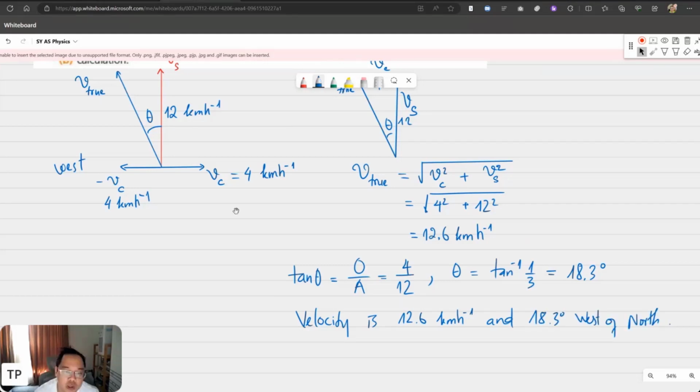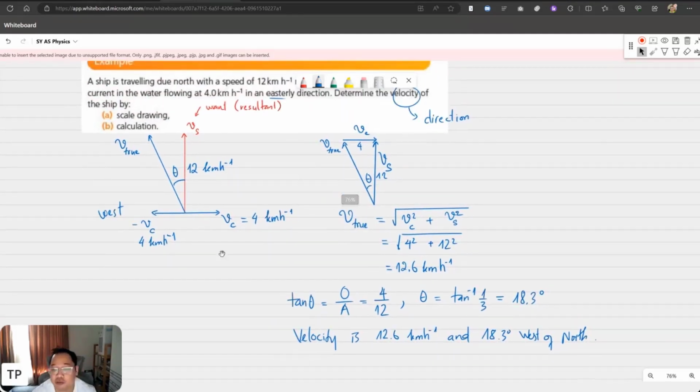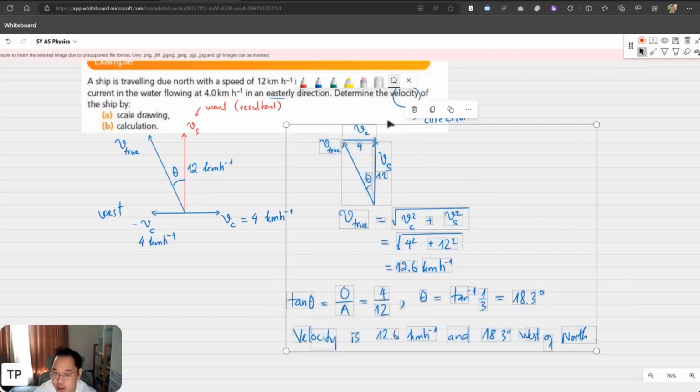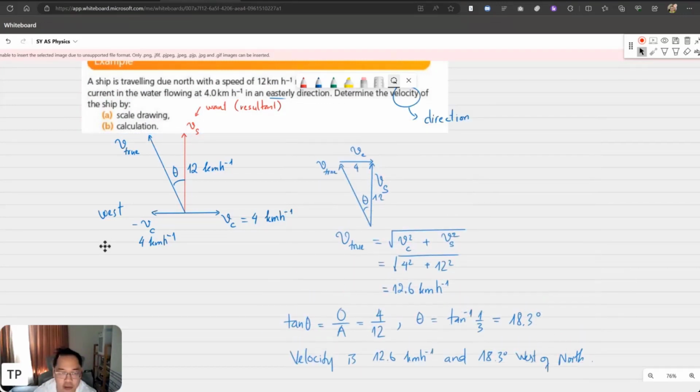That is how you answer a question about a vector with direction, indicating the angle compared to a direction such as north. And in the previous problem about the airplane, they said 30 degrees north of west.